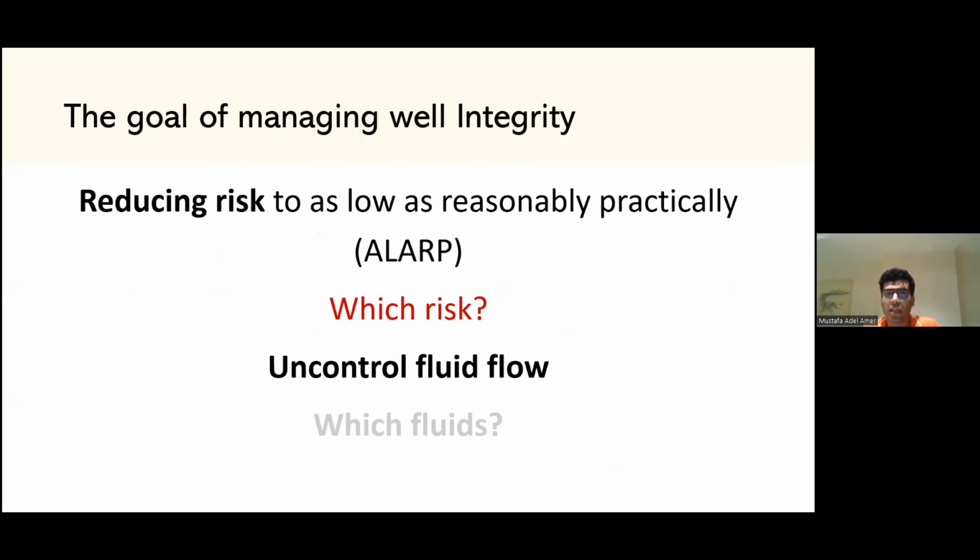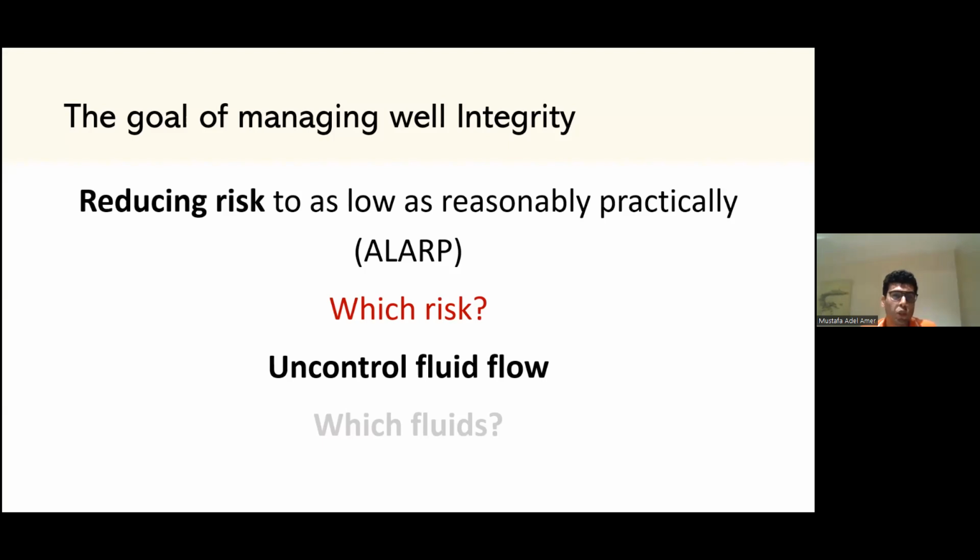So the goal of well integrity is to reduce risk, in technical terms, to as low as reasonably practicable. The risk we want to reduce is the risk of having uncontrolled flow from the well. We don't want corrosive, toxic, flammable fluids to be released outside of the wellbore to the environment, because it will harm people, and it can cause severe damage and fires, as we are going to see later. But which fluids do we want to control? As we see from the definition of well integrity, it is just to protect against uncontrolled release. It didn't mention whether these fluids are only flammable fluids or non-flammable fluids. It's all fluids.